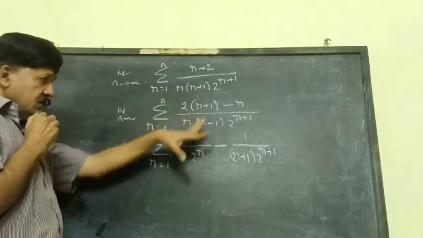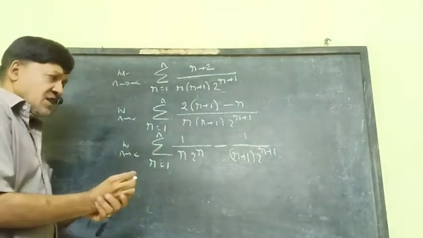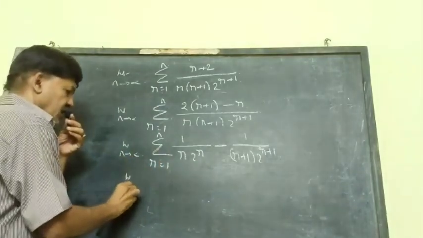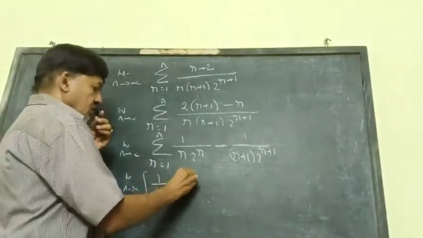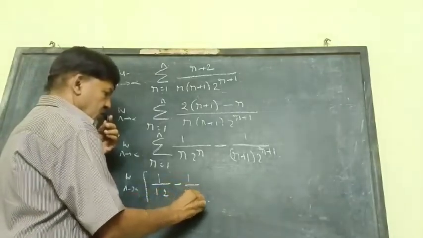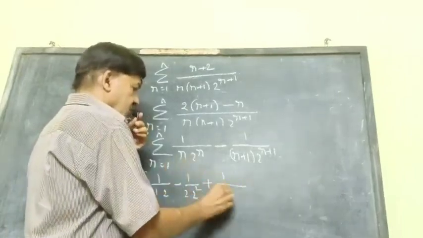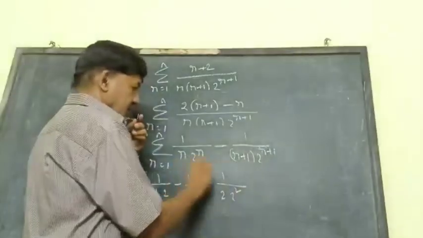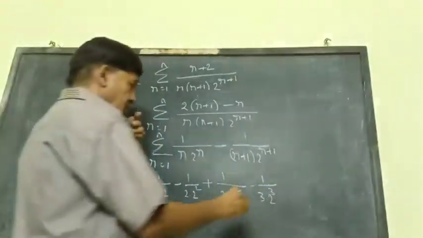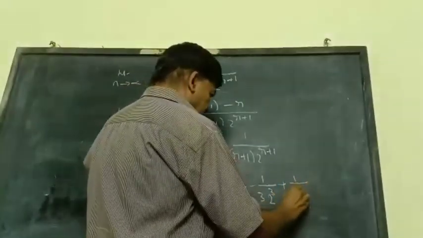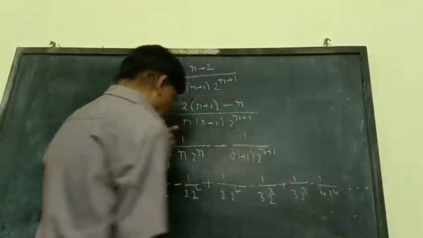If you write this, the problem straight away follows telescopic cancellation. You arrange your r values. Limit n tending to infinity of 1 by 1 into 2 minus 1 by 2 into 2 square, plus 1 by 2 into 2 square minus 1 by 3 into 2 cube, plus 1 by 3 into 2 cube minus 1 by 4 into 2 power 4, etc.